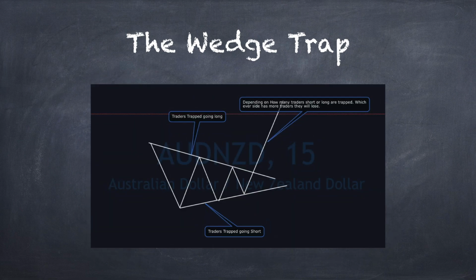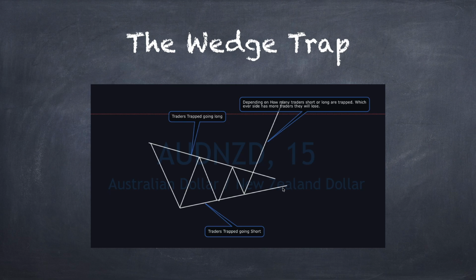Have you guys ever seen this pattern before? This wedge or pennant that traders always talk about? What is actually happening here in this wedge or pennant, right? These traders that are going long get trapped. These traders that are going short get trapped.